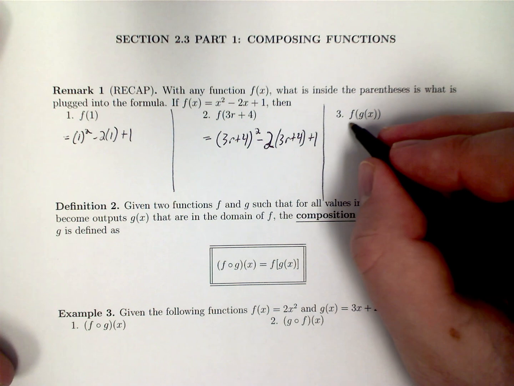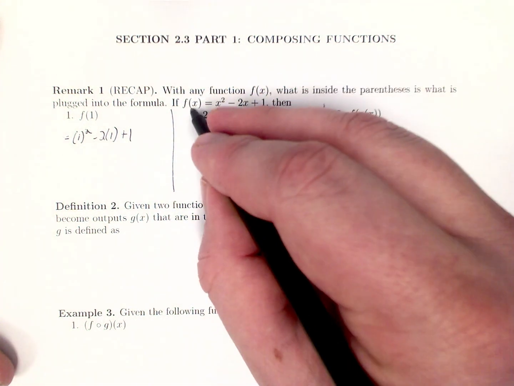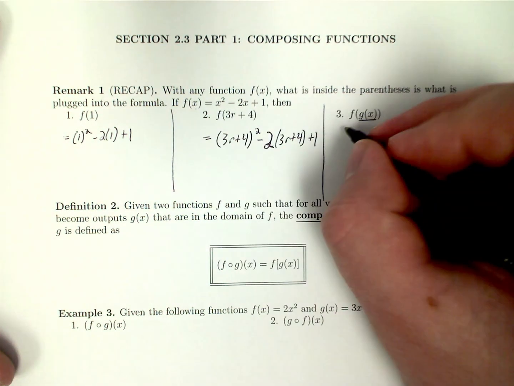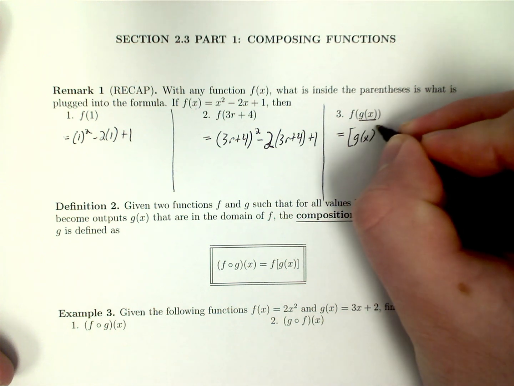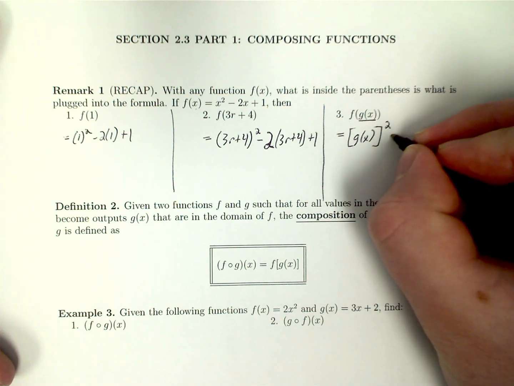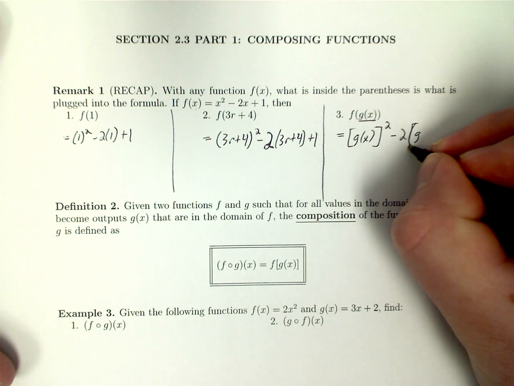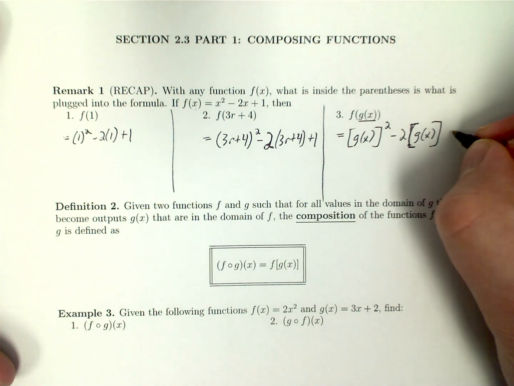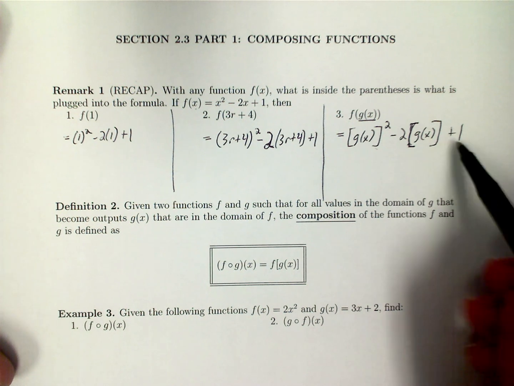So what if we saw f of g of x? Well, what's inside f of x? G of x is. So what do we do with the g of x? We plug it in. So g of x squared, we don't know what g of x is, it's just some function, minus 2 times g of x, plus 1. I'm going to stay consistent here.